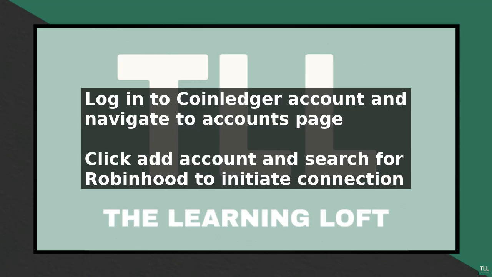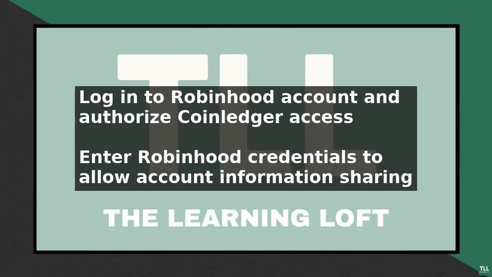Click on Add Account and search for Robinhood. Select Robinhood from the list of available exchanges and choose the account type you want to connect, either Robinhood or Robinhood Crypto. Next, you will be redirected to the Robinhood website where you will be prompted to log into your Robinhood account. Enter your Robinhood credentials and authorize Coinledger to access your account information.